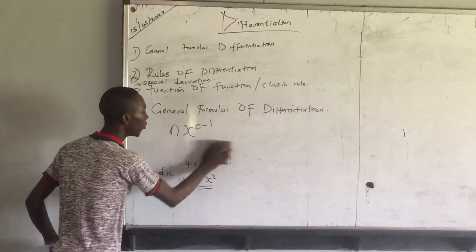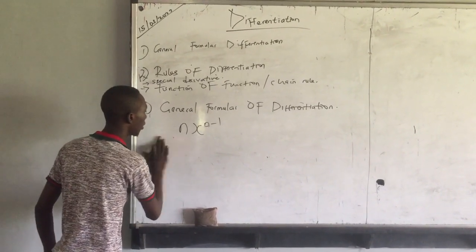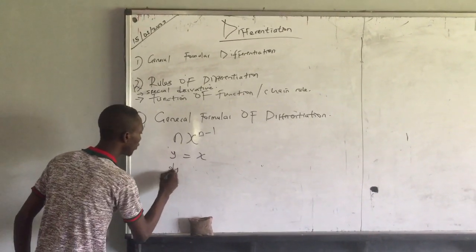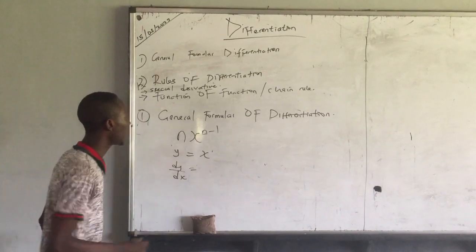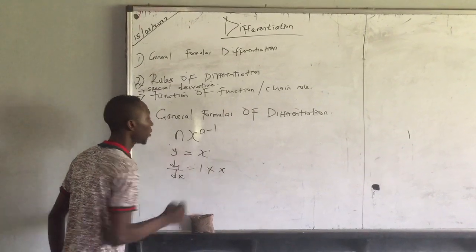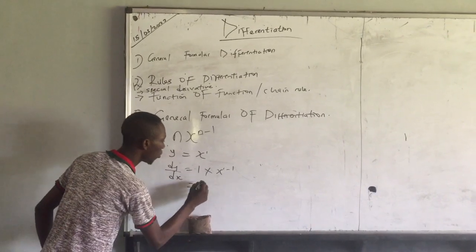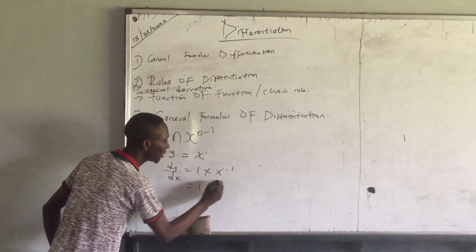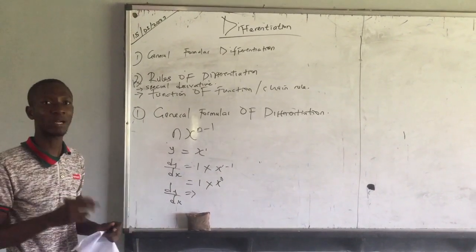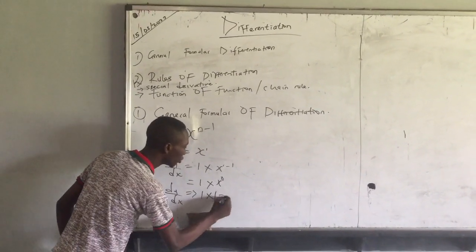As simple as that. Now, before I proceed, let us differentiate ordinary x. The power of ordinary x is 1. So dy/dx equals, the power 1 will multiply the equation to become 1 times x, and then we take 1 from the power. 1 minus 1 is 0. Now in mathematics, any number or any letter raised to the power 0 is 1. So it becomes 1 times 1, which equals 1.